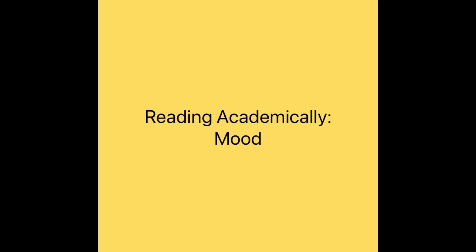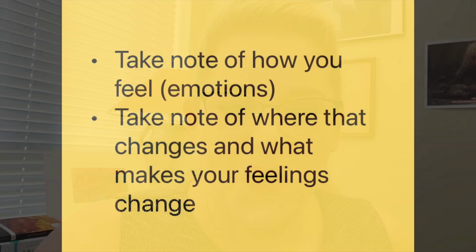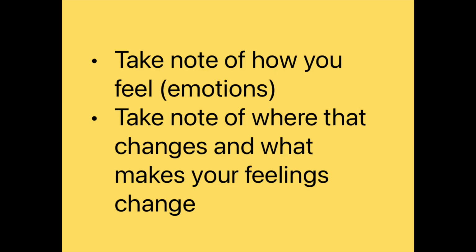So let's start with the M, mood. Mood means how you as a reader feel as you read the text. So how does the text make you feel and why? These are emotion words. Does this change throughout as you read? Where? What causes those changes?